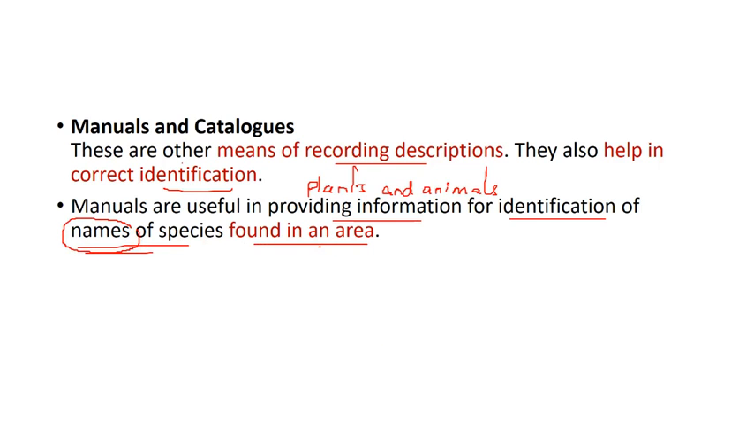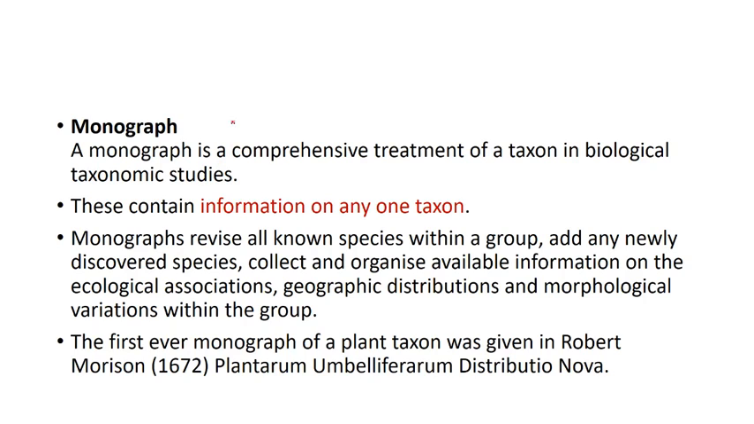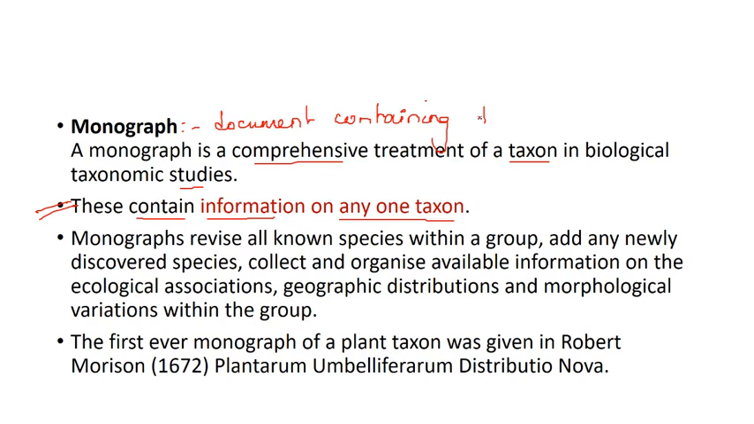The next one is monograph. The monograph is a comprehensive treatment of a taxon in biological taxonomic studies. The important thing to know about monographs is that they are documents containing information on any one taxon. Any one taxon. Please remember that.